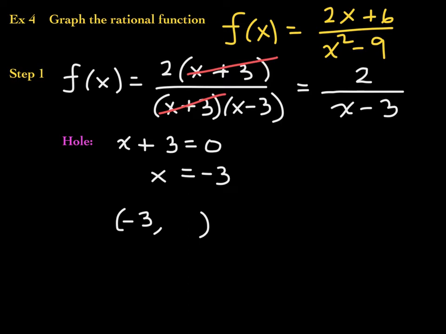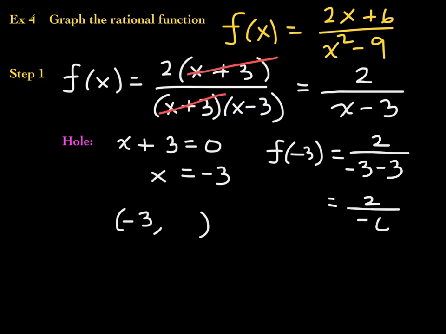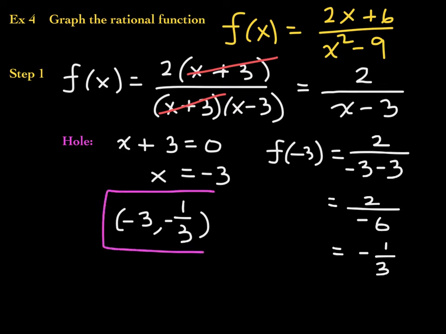All right, let's do it right there. So you're going to get f of negative 3, and I'm using the simplified form here, okay? So you're going to get 2 over negative 3 minus 3, which is 2 over negative 6, which is negative 1/3. So the hole exists at negative 3 comma negative 1/3. That's where the hole is. So when you and I get to the very end of this problem and we want to graph this function, we will plot a hole at this location, negative 3 comma negative 1/3.